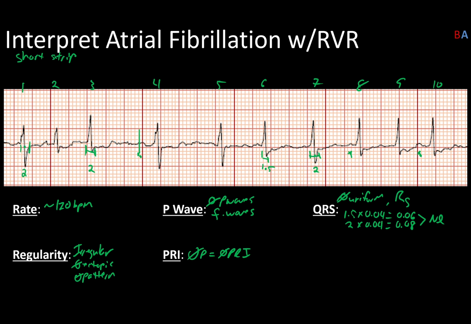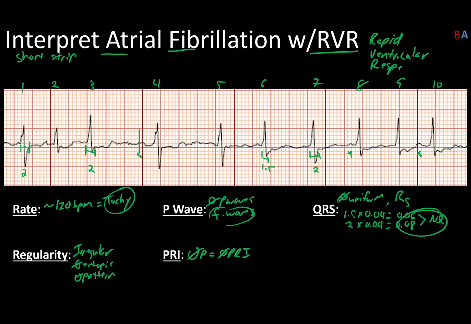So at the end of the day, you can just say that because this is tachycardic, you have F waves, and you've got essentially normal QRSs, that you've got atrial fibrillation with RVR, rapid ventricular response.